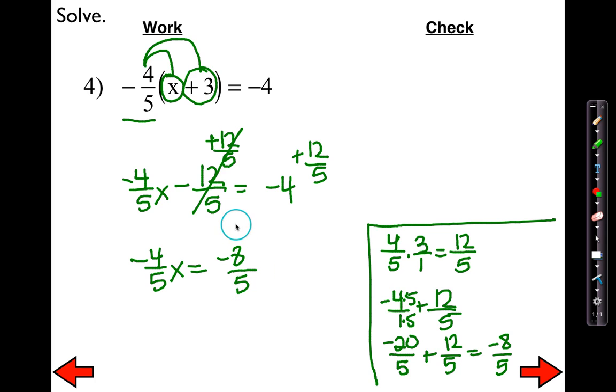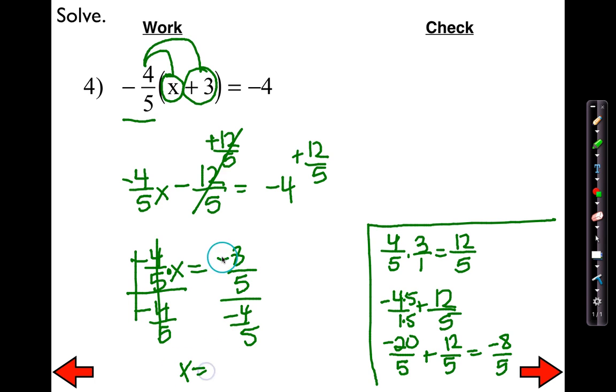Now we're not quite done yet. We still need to get rid of our coefficient, and we typically get rid of that by either multiplying or dividing. Since this is -4/5 times x, we're going to do the inverse, which is to divide by -4/5. Notice I do want to divide by a negative because I want the signs to cancel out, and I want the numbers to cancel out, because -4/5 divided by -4/5 is just 1. So now I'm going to be left with x equals. Notice the negatives cancel out here.